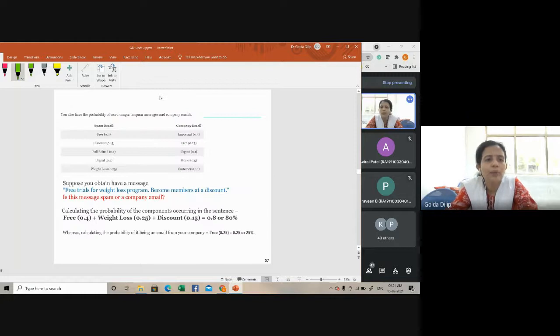Okay, so now you also have the probability of word usage in spam messages and company emails. The probability of occurrence of the word free is 30%, or 0.3. Discount in spam is 0.15, whereas free is 0.25 in company mail. So these are the probabilities of word usage in spam and in company mail.